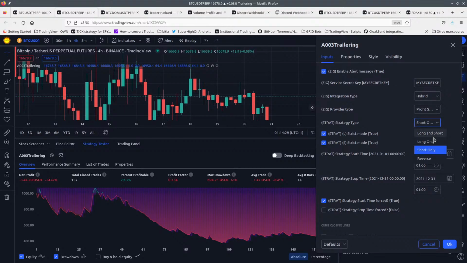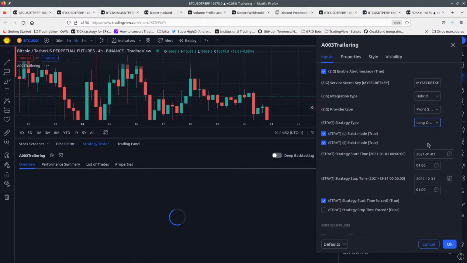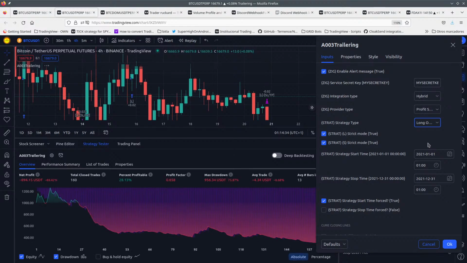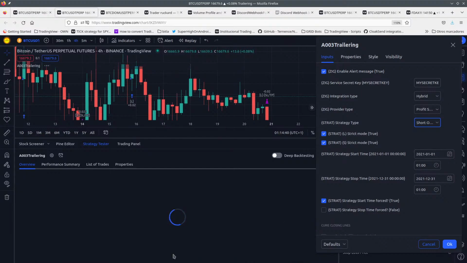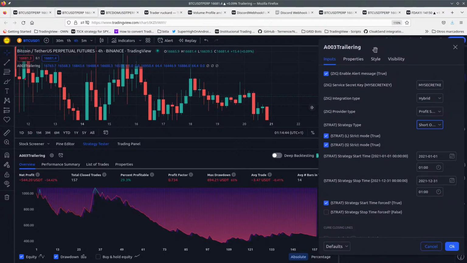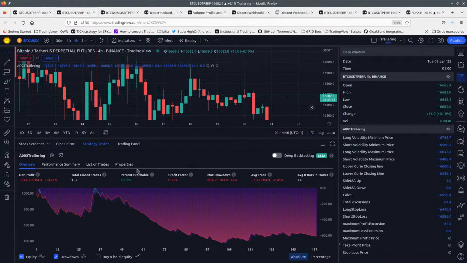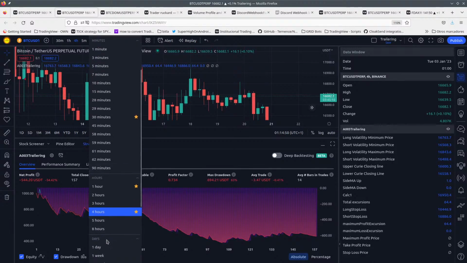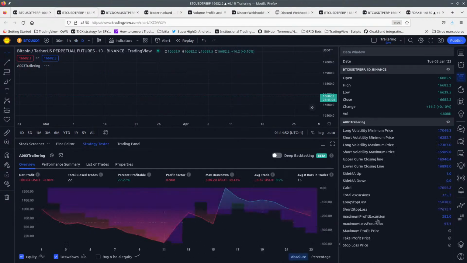What happens with long only? Do we have anything better? Not so much. And what about short only? Does it go up there? Not so much. Okay. What about 1 day? So 1 day is 1 day, you know. Look at that. 1 day goes up.